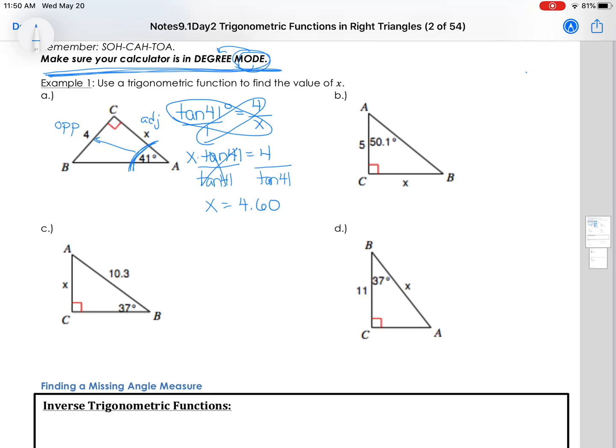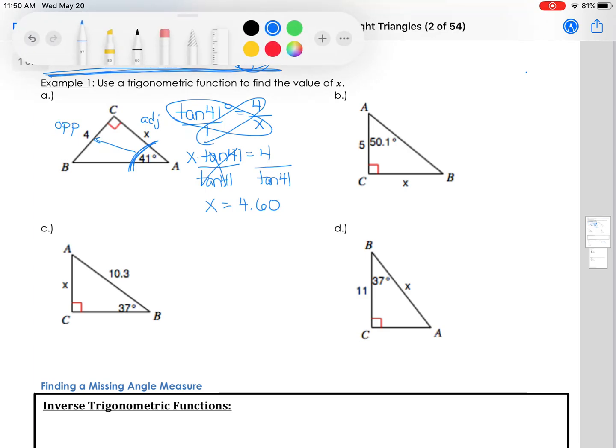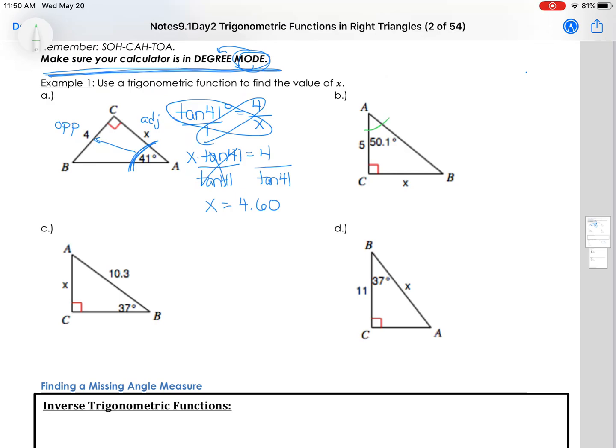So again, we are only focusing on the sine, the cosine, and the tangent, but you have to be able to identify which one that it actually is.